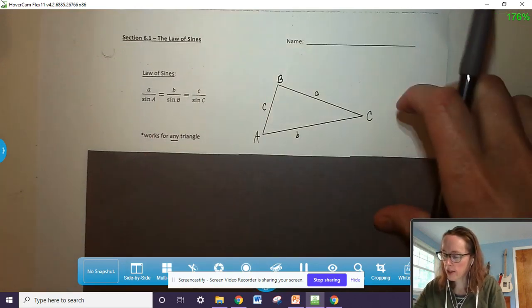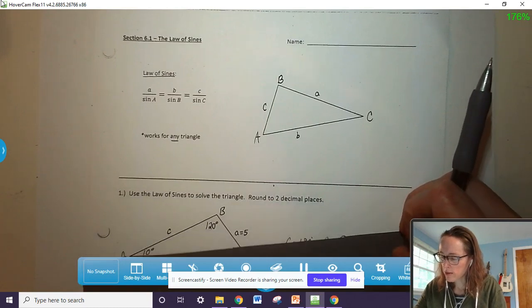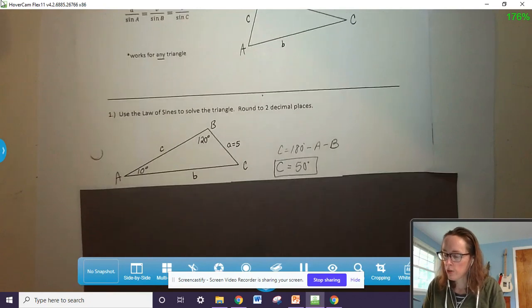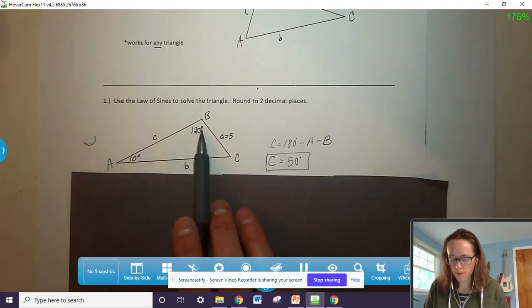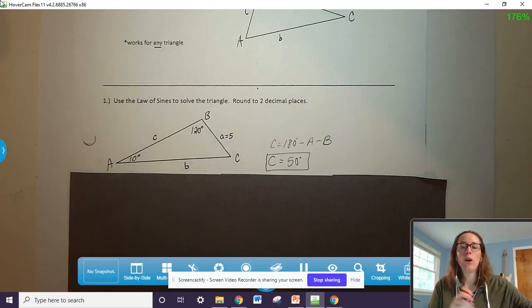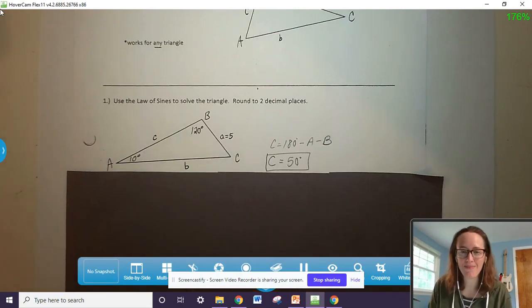So let's go ahead and look at our first example. We are going to use the law of sines to solve this triangle right here. We're given that A is 10 degrees, B is 120 degrees, and little a is 5. Right away, whenever you have two angles, you can always find the third angle by subtracting from 180.